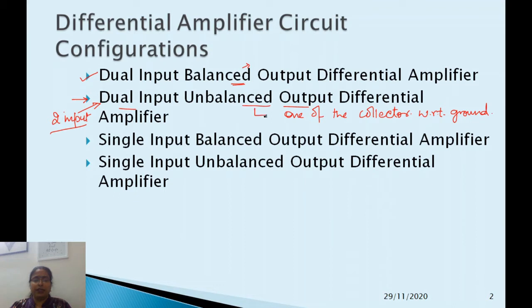Why is it called unbalanced? Because there is some DC voltage available at the collector with respect to the ground. Even though we are not applying any AC input at the input, still some DC voltage is there at the collector of the transistor with respect to ground. The collector can be of any transistor, so we can take the output from either transistor Q1 or Q2. So let us see the analysis of the dual input unbalanced output differential amplifier.